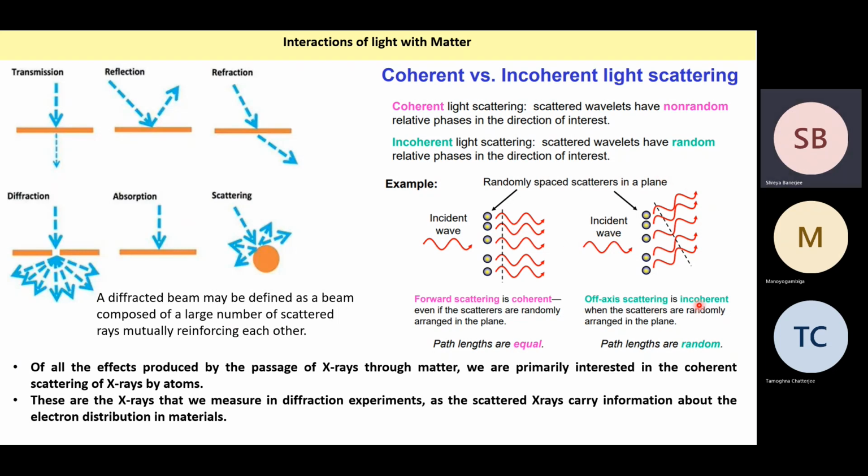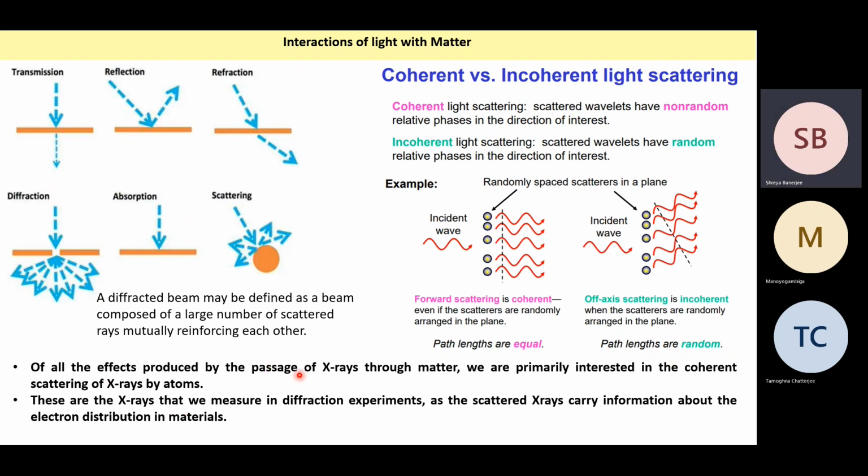In incoherent scattering, the scattered wavelets have random relative phase in the direction of interest. This is incoherent scattering, where the different wavelets from the scatterers have different phases, and there is no relation between the phase of one wavelet and the next. So the path lengths are random.